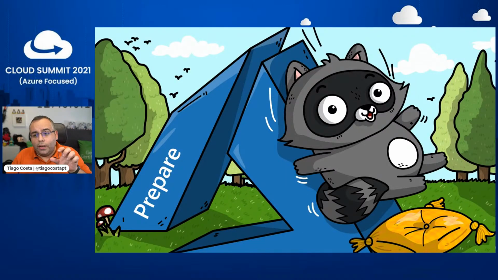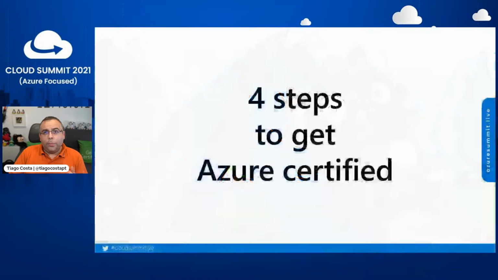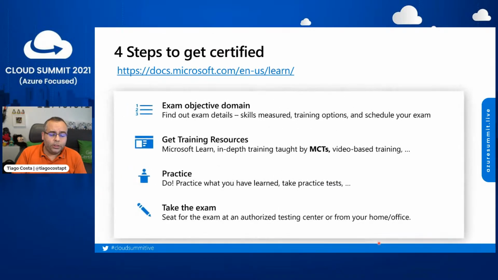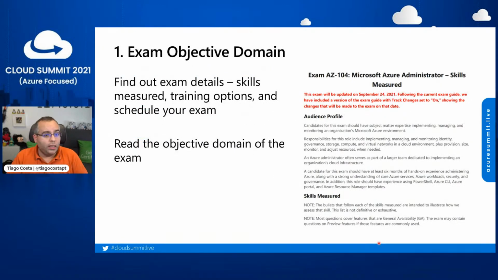So with this, and we have 2 minutes, how do you prepare for a certification? That's usually what loads of people ask me. So I have a method, the 4 steps to get Azure certified, which is pretty simple. Read the exam objectives, you know, that file that I showed you. Get training resources, practice, and then take the exam. So let's talk about the exam objectives. We already saw it. So this is the 104. Check this, read all the details of this, and then find information around this.